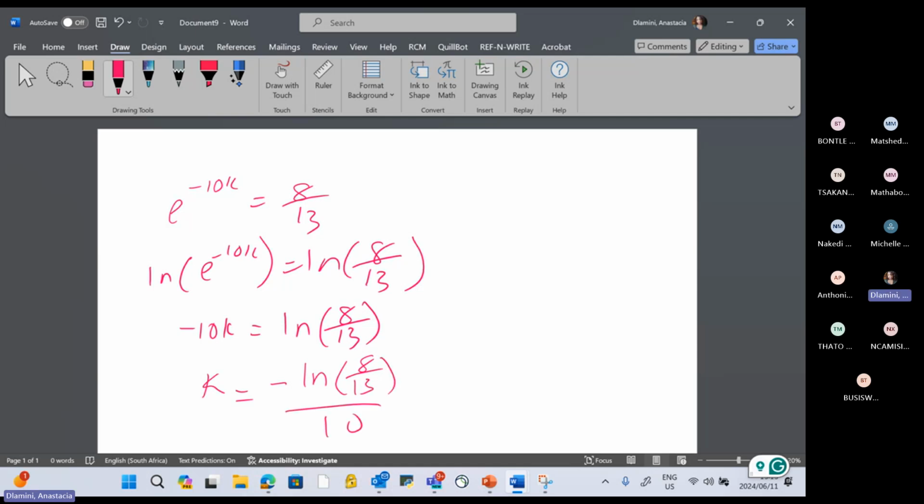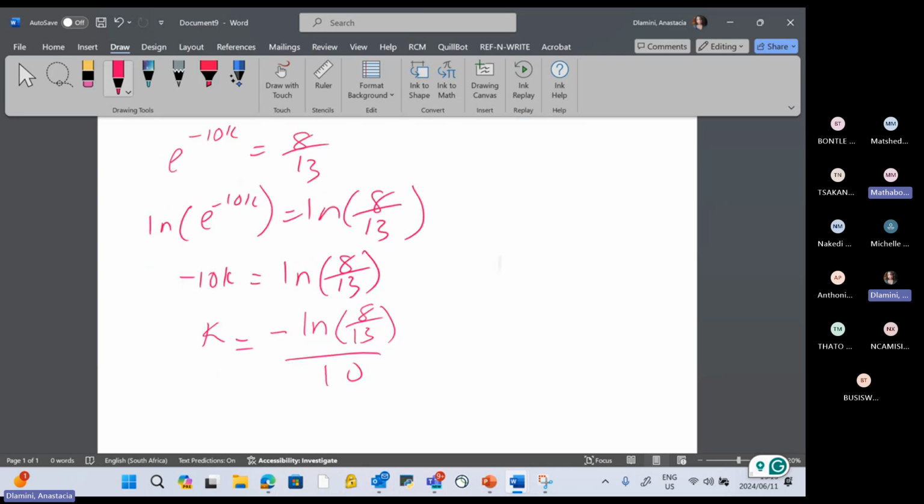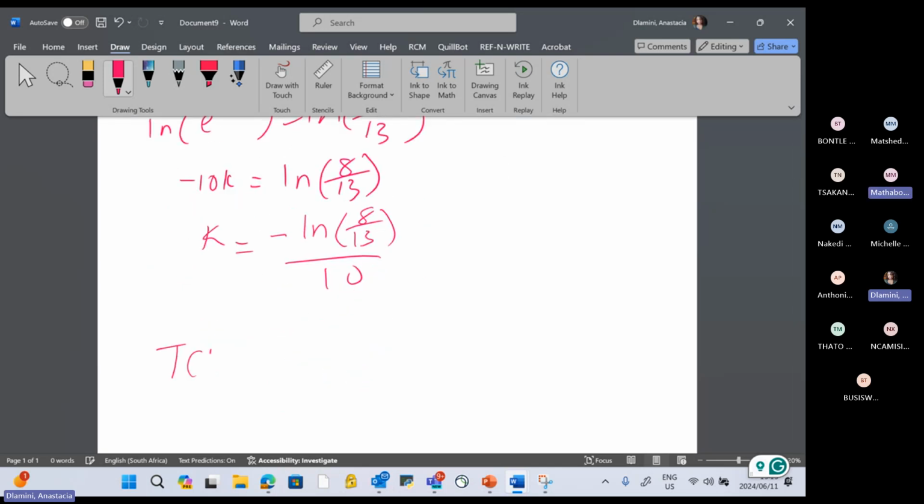Are we all together there? Together, ma'am. Yes, ma'am. So then we have found our K. So we then go back to our formula, which says T equals 70 plus, yes? I have a question.